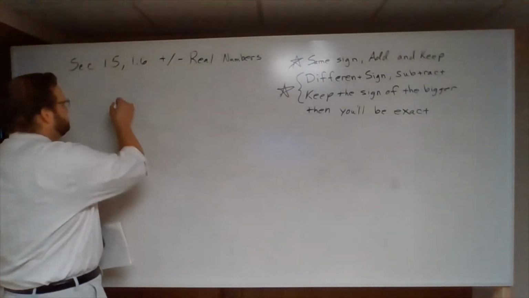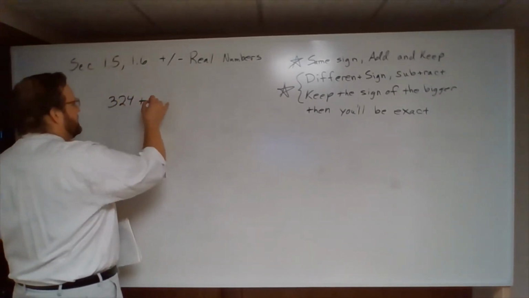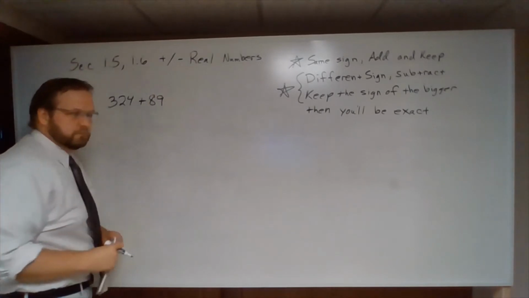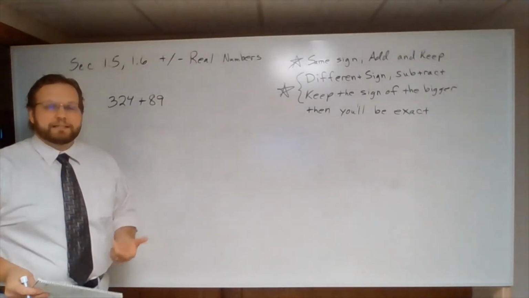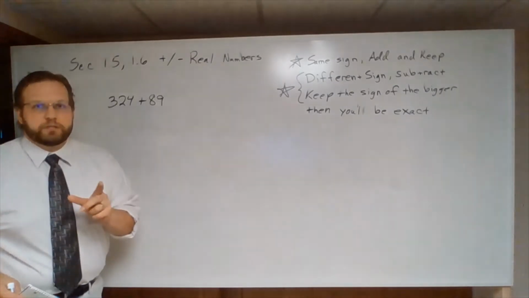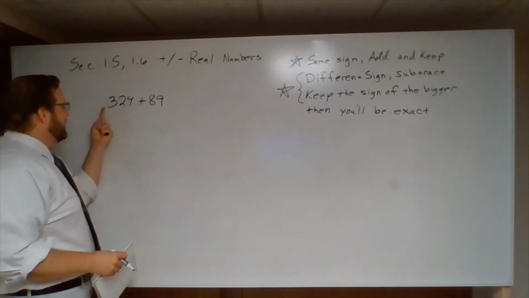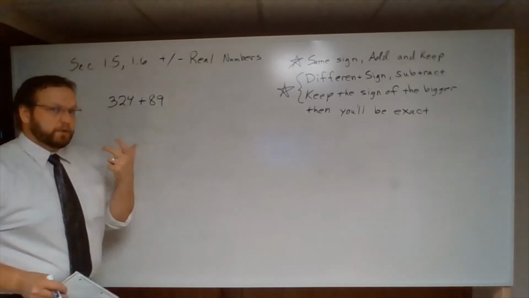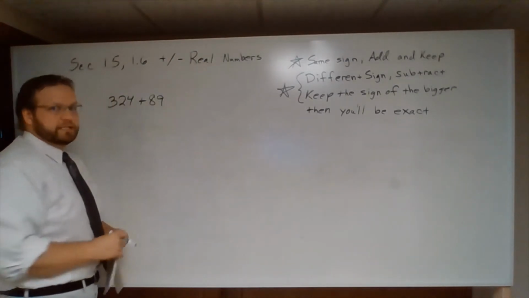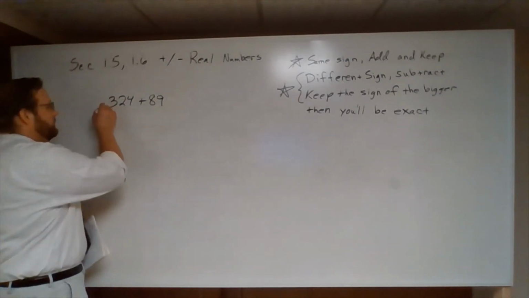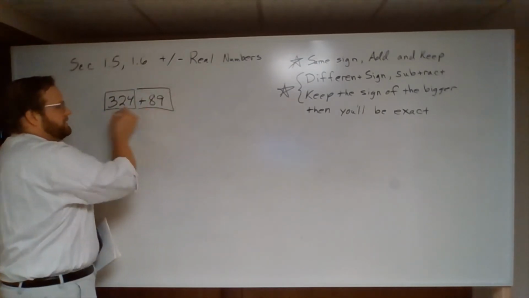Let's say we have 324 plus 89. Again, if you can do that in your head, great. If not, that's okay. First thing I want you to do is determine the sign of the answer. You're adding, and there's two positive numbers. Now, you could think of this as a positive 324 plus a positive 89. Or you can think of it as a 324 combining with a positive 89.